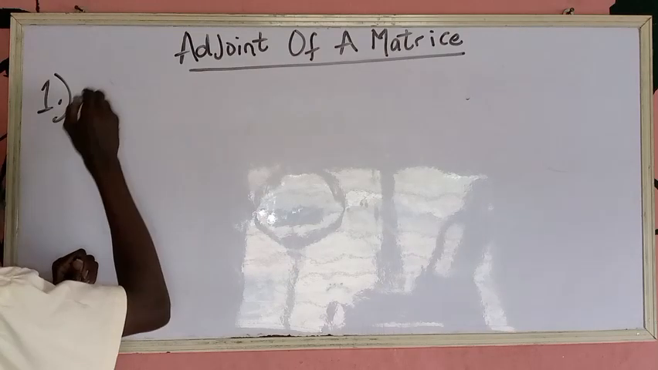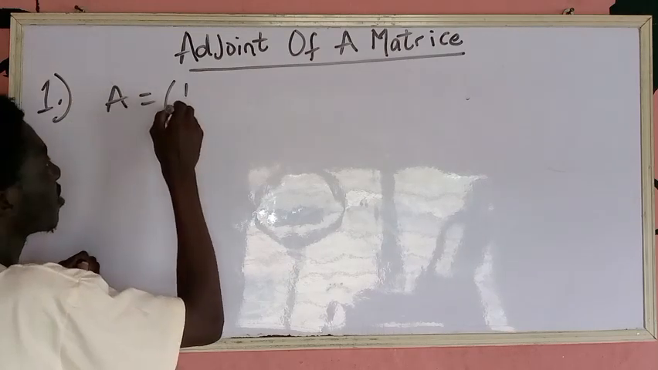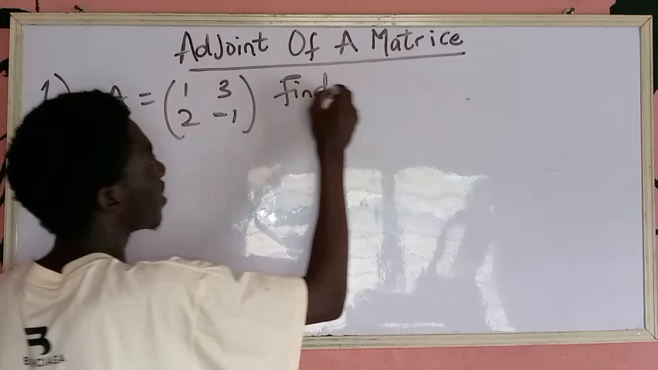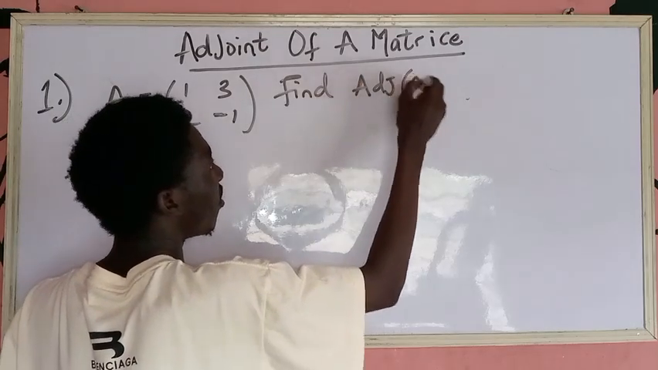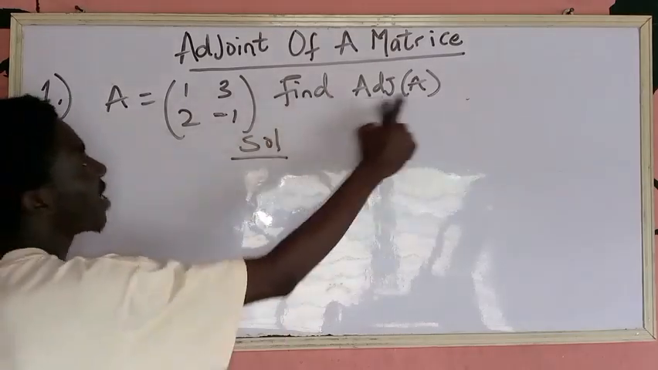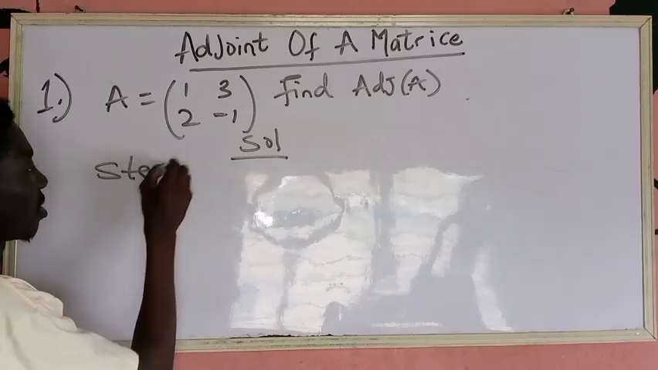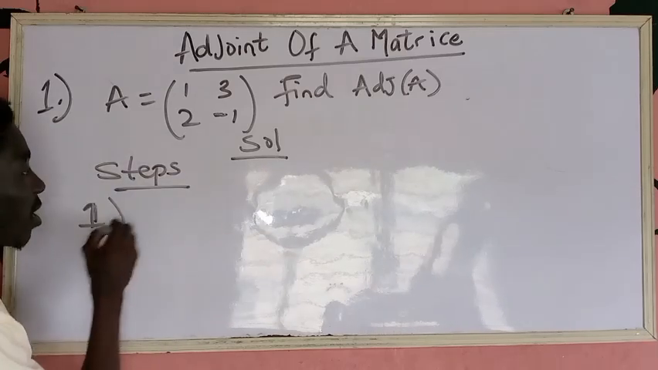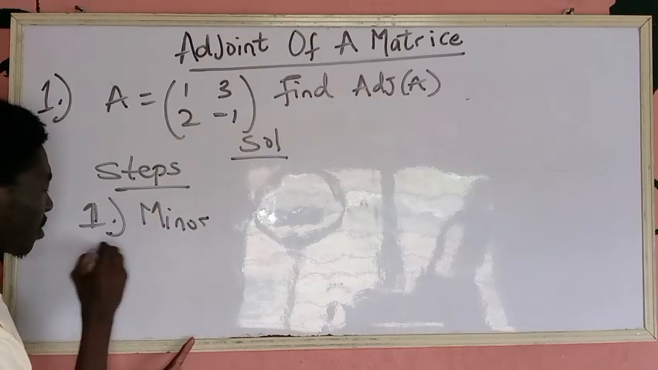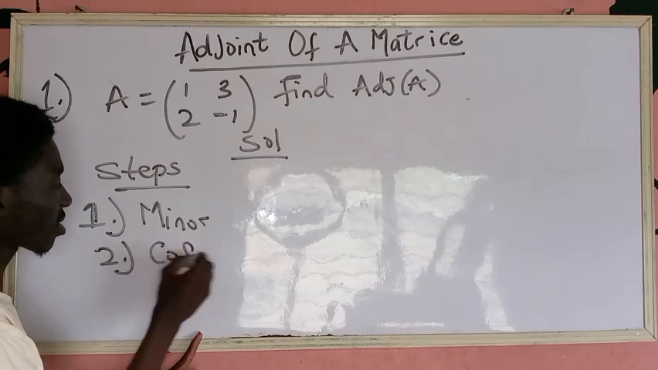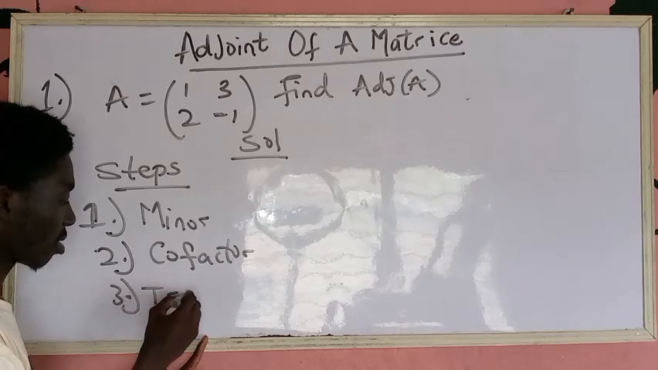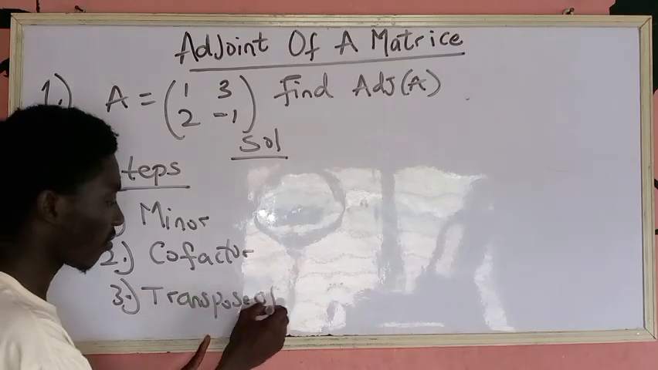Number one, I have A equals 1, 2, 3, and minus 1. Find the adjoint of matrix A. How do you find that? Solution. To find the adjoint, steps. Step 1 is minor. That is the first thing you do. Step 2 is the cofactor. Step 3, transpose of cofactor.